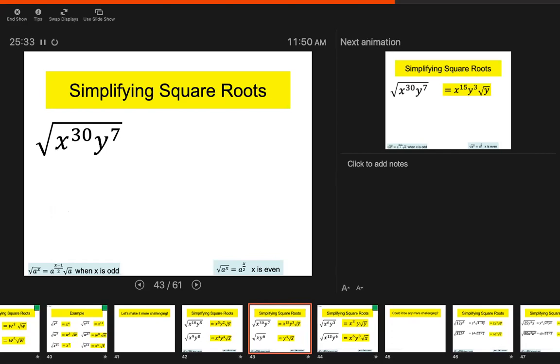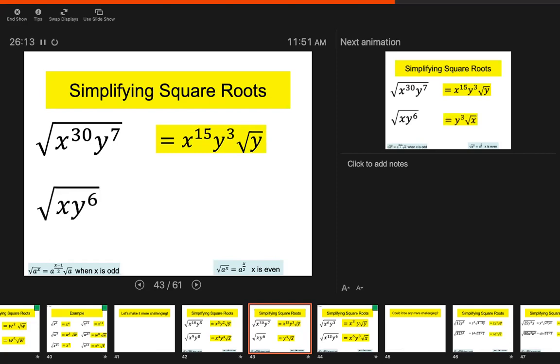So Piper, cover up the y to the 7th with your finger and just look at x to the 30th. 30 is even. So we take half of it. Half of 30 is 15. So on the outside, we get x to the 15th. Now uncover your finger and do y to the 7th. y to the 7th is odd. So we subtract 1. 7 minus 1 is 6. Half of 6 is 3. So we get y to the 3rd with a y on the inside. Is that better or too fast for you? Oh, yeah, it's better. Okay, good. And the more of these you do, the quicker most people do these very quickly.